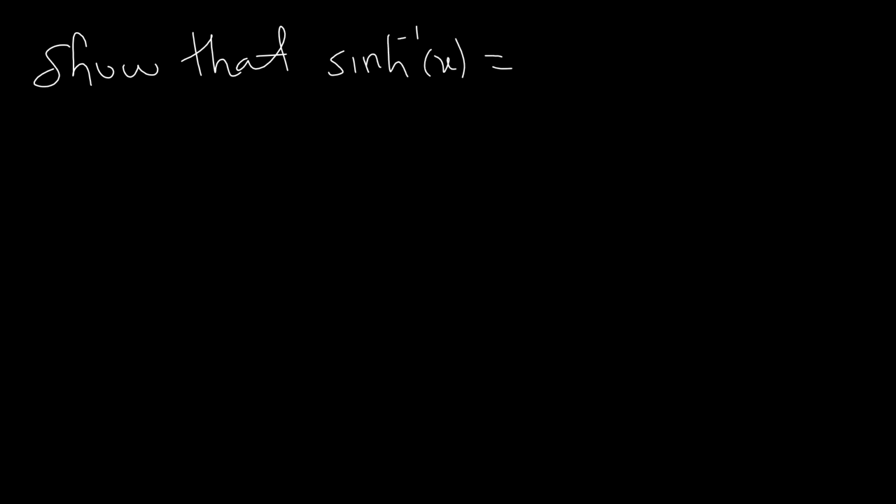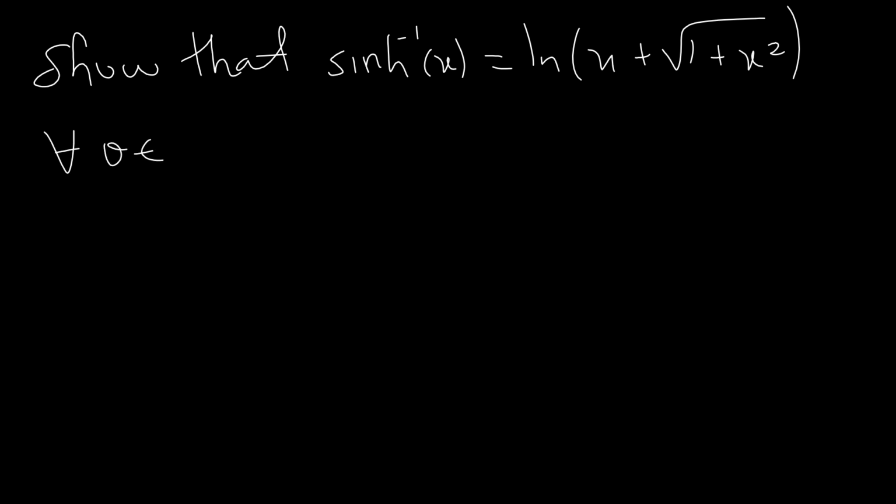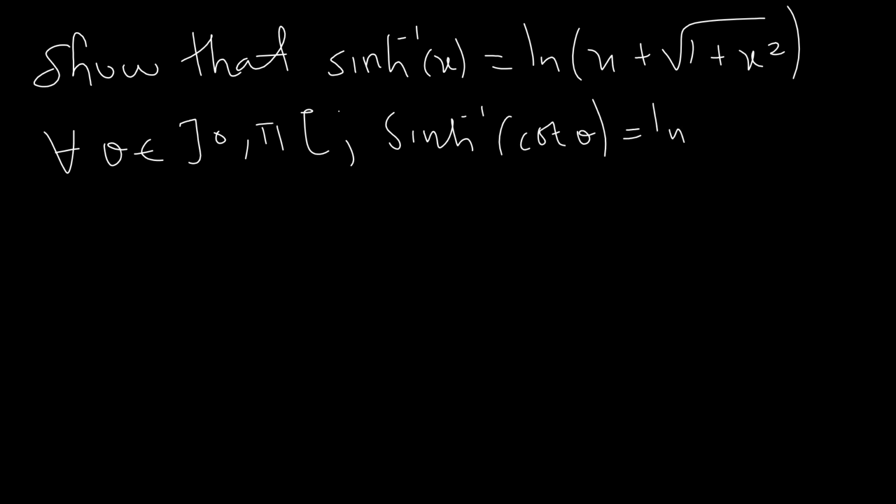So the question that really interests me is this question. The question first of all says that you should show that sinh inverse of x is equal to the ln of x plus the square root of 1 plus x squared. And then later show that for every theta in the interval 0 to pi, we have that sinh inverse of the cotangent of theta is equal to the ln of the cotangent of theta on 2.